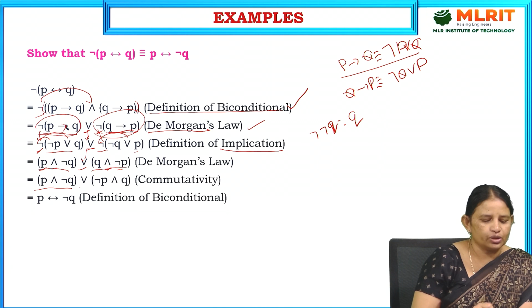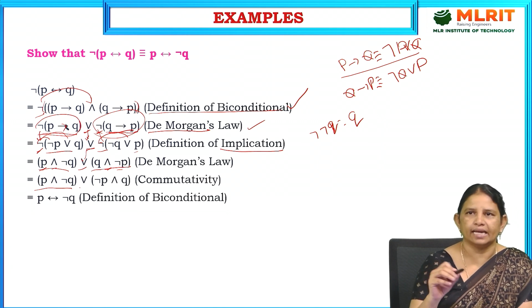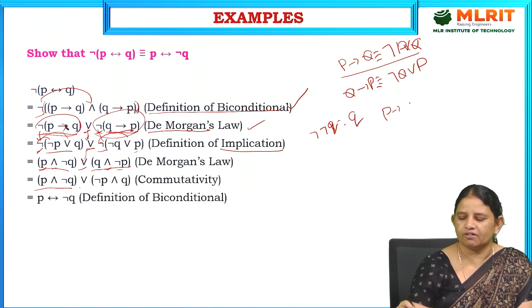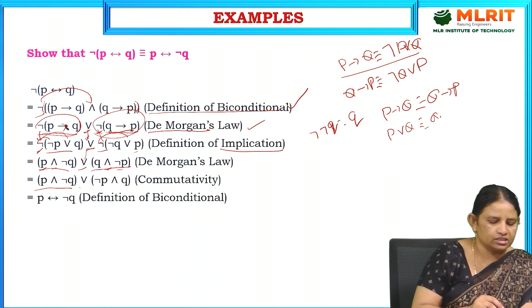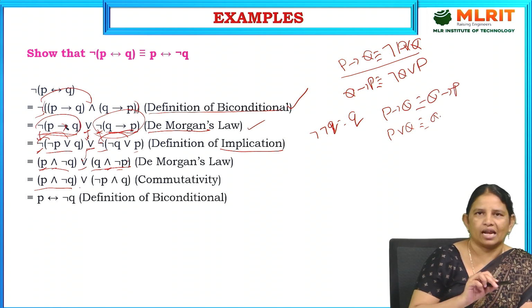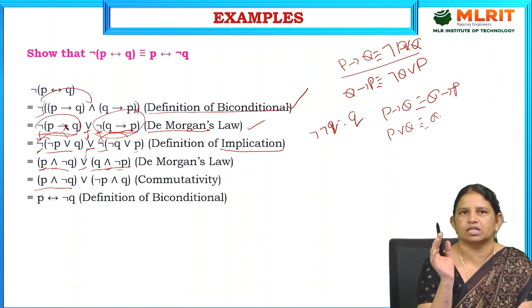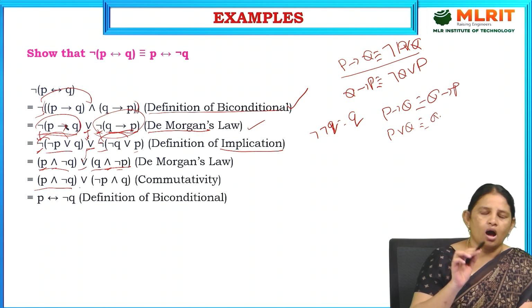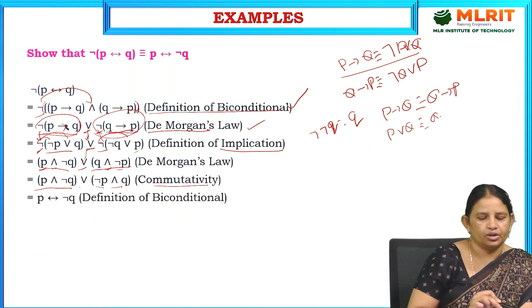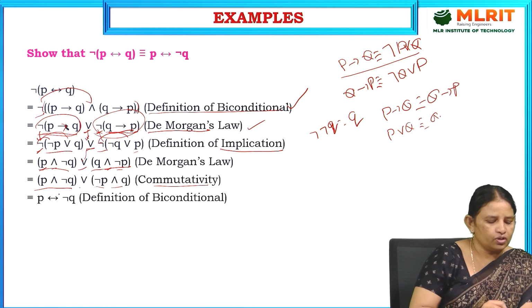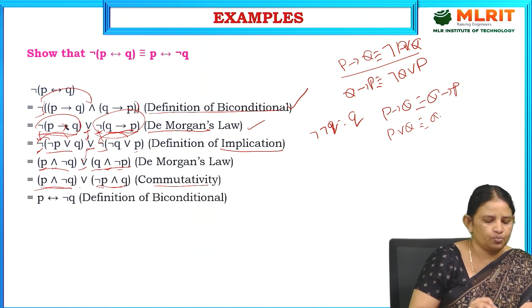So, according to the commutative law, you can write it in any order. So P or Q is equivalent to Q or P. So there is a Q and P. You can write it in the order: first proposition is P, second proposition is Q, according to the commutative law. Then negation P and Q. So, we know what is P and negation Q, what is negation P and Q?